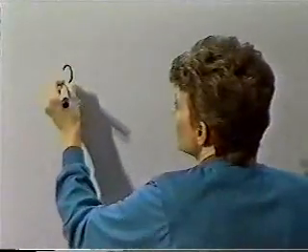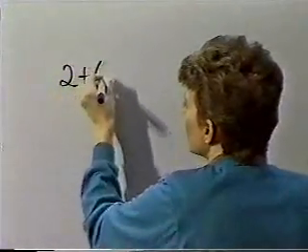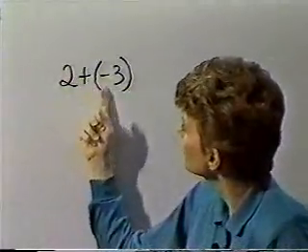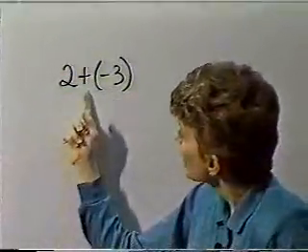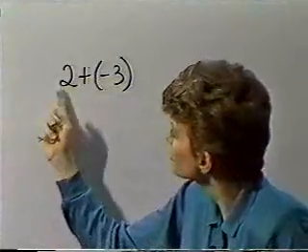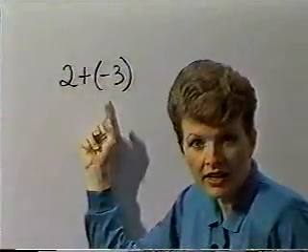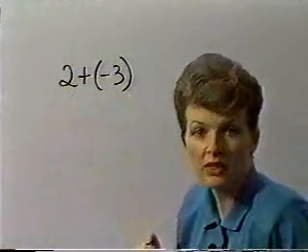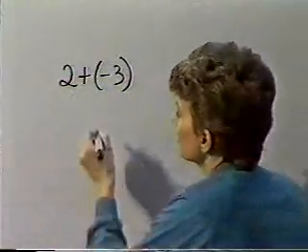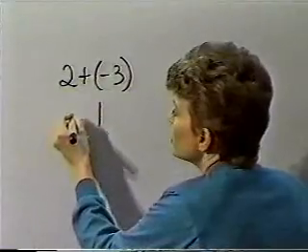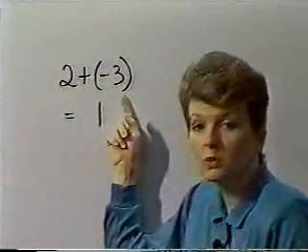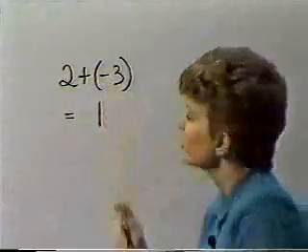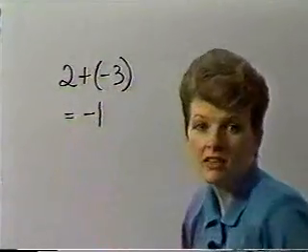What about 2 plus a negative 3? I'm adding two numbers with unlike signs. So think of the absolute values, which would be 2 and 3. 3 minus 2 is 1, and then you keep the sign of the number with the larger absolute value. That sign is negative, so my answer is negative 1.